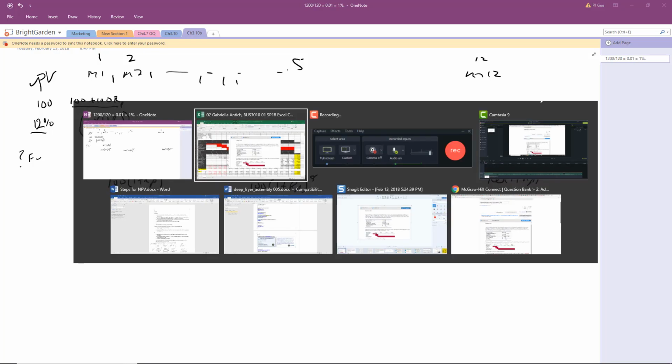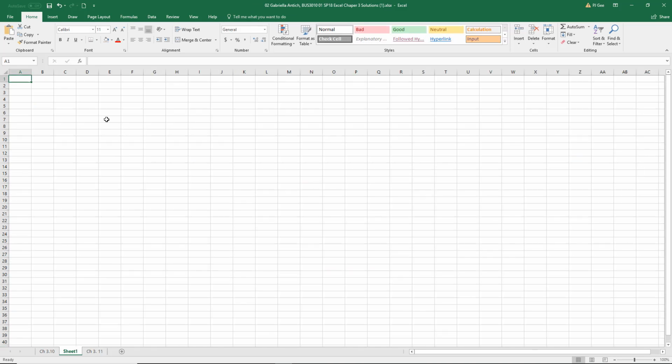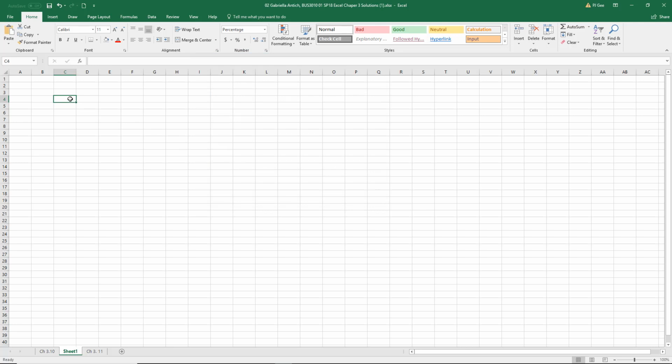Let's go run over. I'm going to do this really quickly down here. I'll add another sheet here. We had our interest rate of 12%, and to do this correctly, I'm going to set up this cell as a percent. We want 2 decimal places. And I'm going to punch in there 12%.